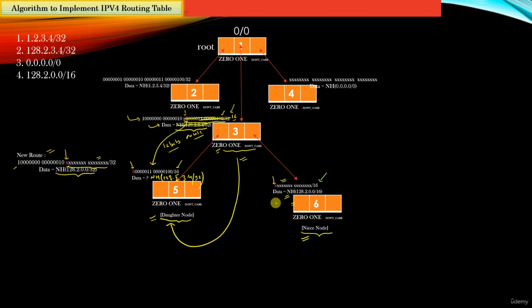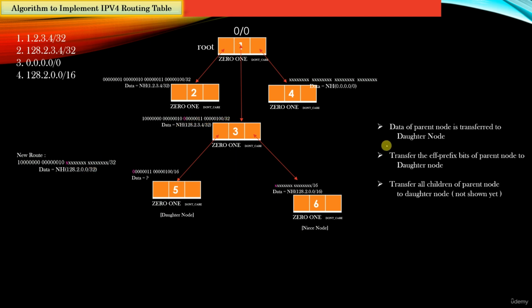You can rewind this video and go through the explanation again to understand it better. However, we will insert a few more routes in this tree, and we will discuss the node split algorithm a few more times. The following points need to be highlighted. Data of the parent node is transferred to the daughter node, the effective prefix bits of the parent node are transferred to the daughter node, and all the children of the parent node are transferred to the daughter node. You can see that the daughter node is notorious in the sense that it takes away all the possessions of its parent node which is undergoing a split. Remember that.